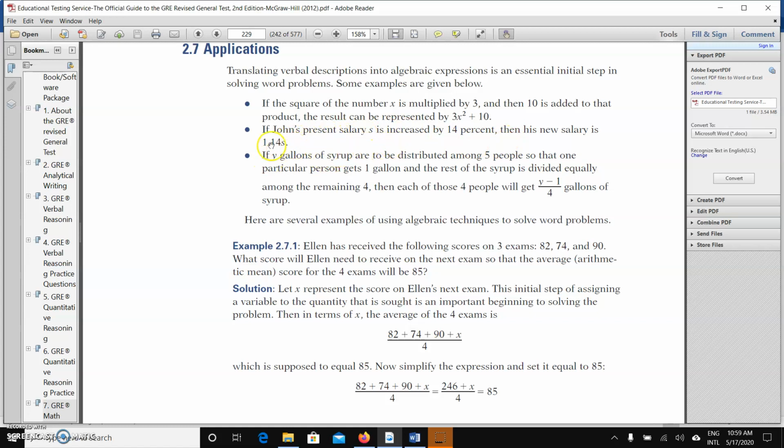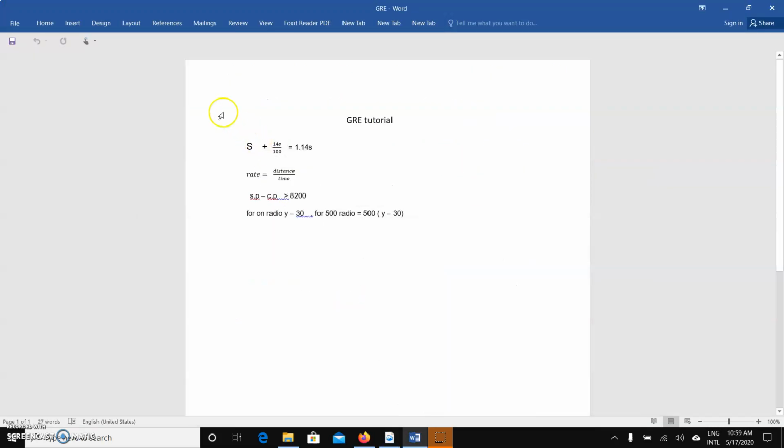How do you understand this? If John's present salary is X, let's just say X increased by 14%, that means X plus 14 over 100 of X. That's the meaning of that. X, that's the total salary, plus 14X over 100, 14%. So it must mean since there will be an increase, when you add this together, you get 1.14X. Yes. However, you don't need to cram it.